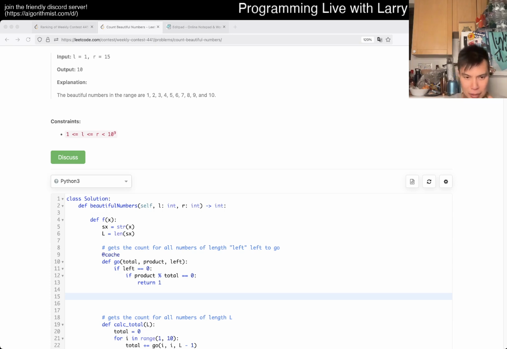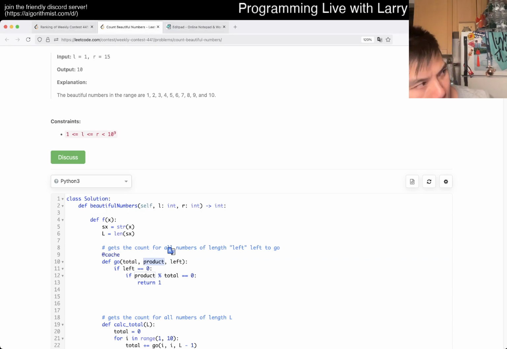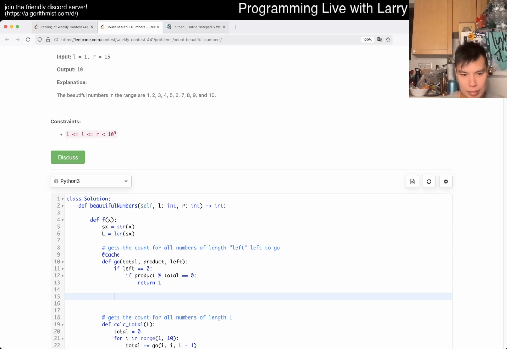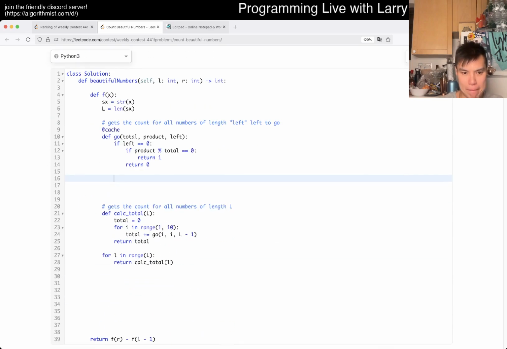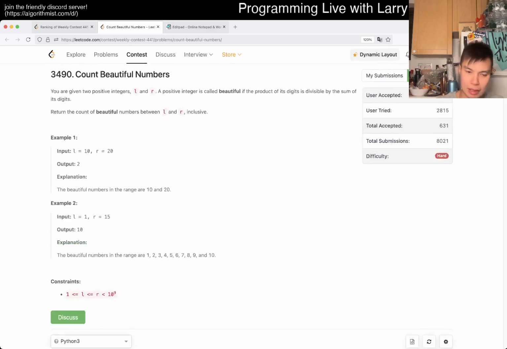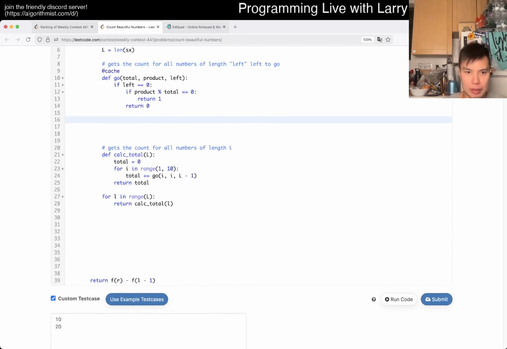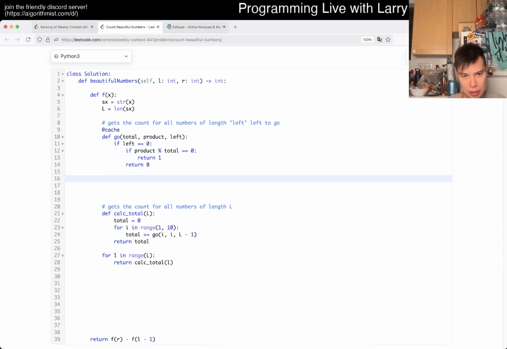Can I do this better on the product side? I don't know, honestly. I don't know how to handle that. Maybe this isn't the right way to do it. But let's see. I don't know. Maybe there's something we can do to optimize.